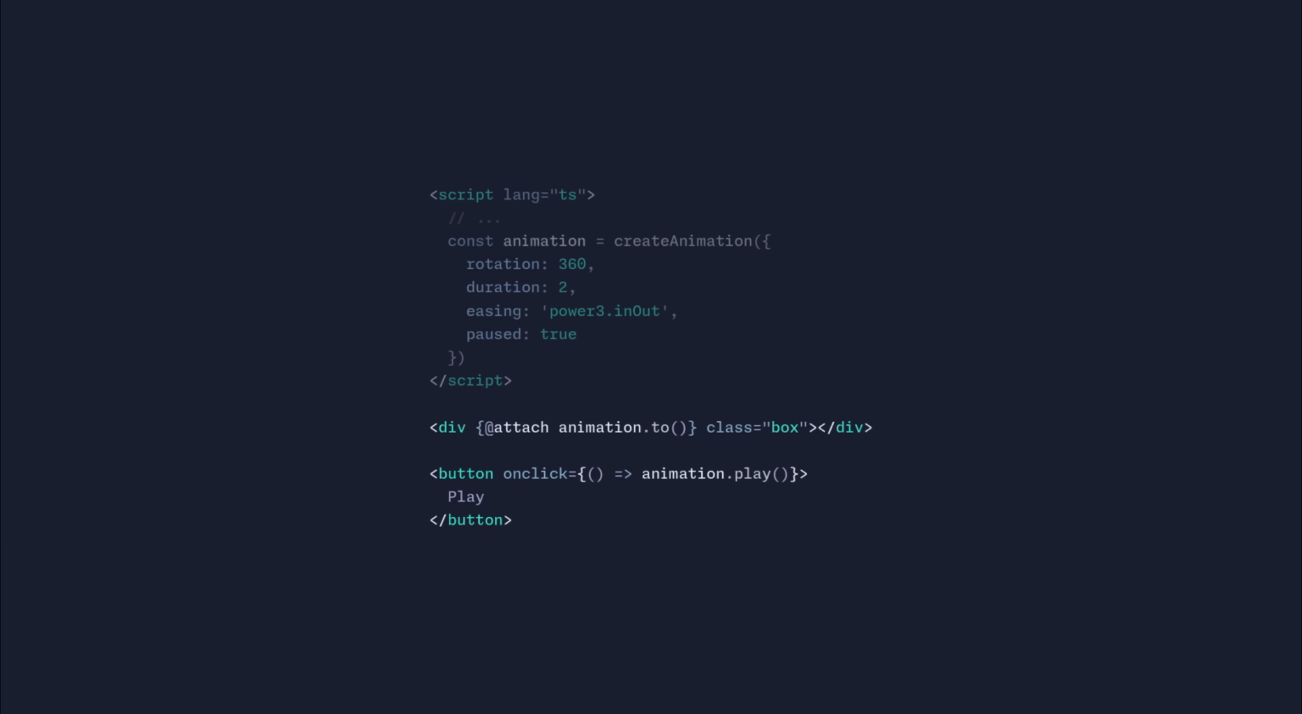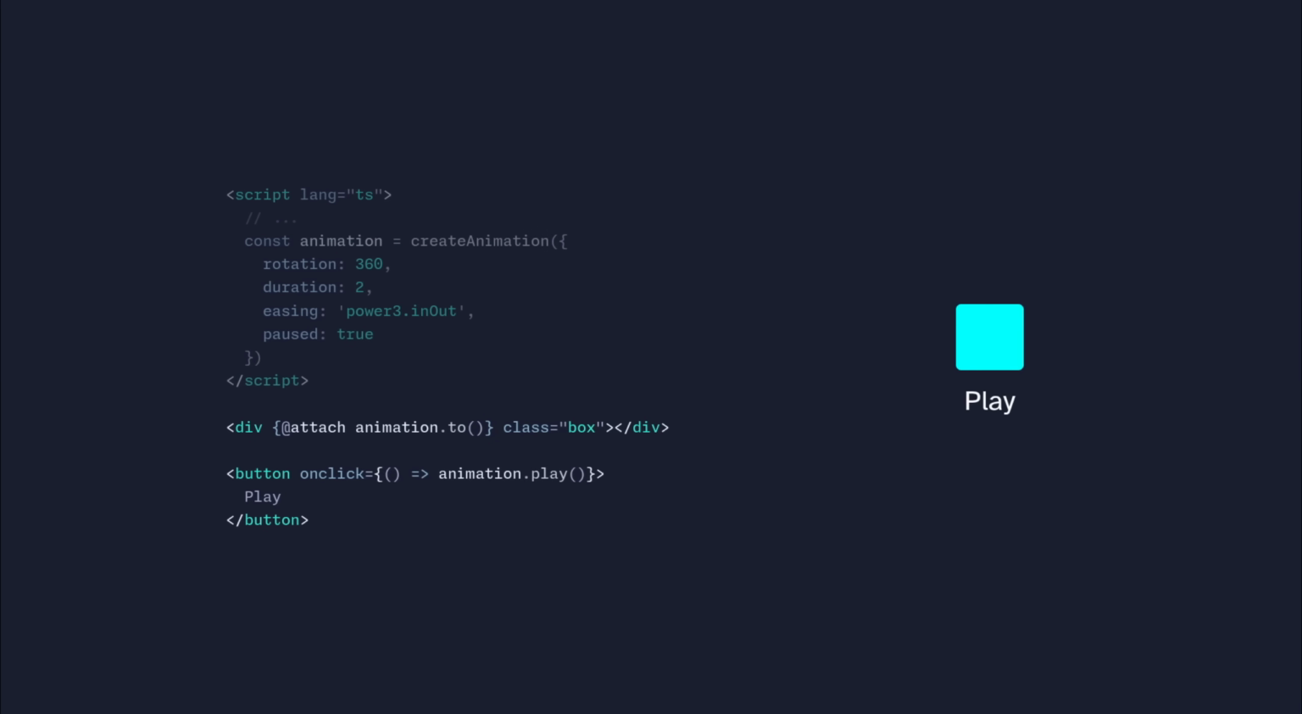Now we can simply register the animation attachment by saying animation.to. And now that we have a reference to the animation itself, we can say animation.play. And this is a really fun example. As you can see, there is no limit to what you can do, and I hope this at least inspires you.